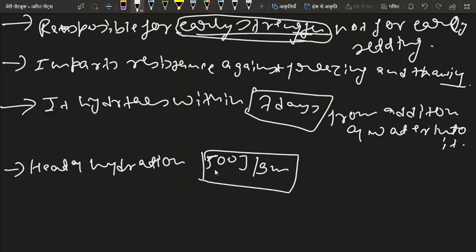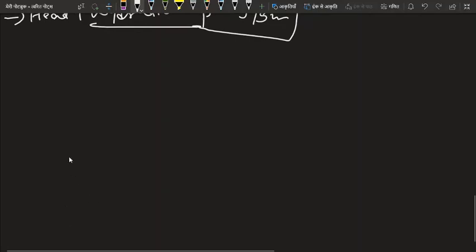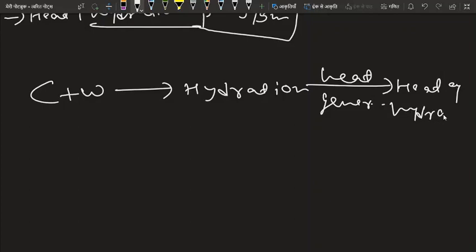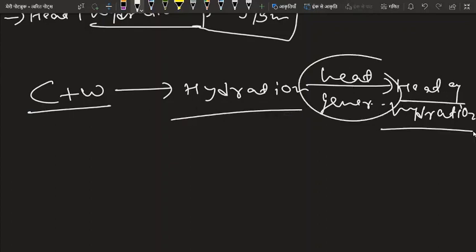Okay, so here is the word: what is hydration, and what is heat of hydration? Look, when cement is added to water, it goes for hydration, and when this hydration is accompanied by heat generation, it becomes heat of hydration. It is a very basic point, but it is also an important point. When you add cement plus water, it becomes hydration. Then you get heat generation. Then it becomes heat of hydration.